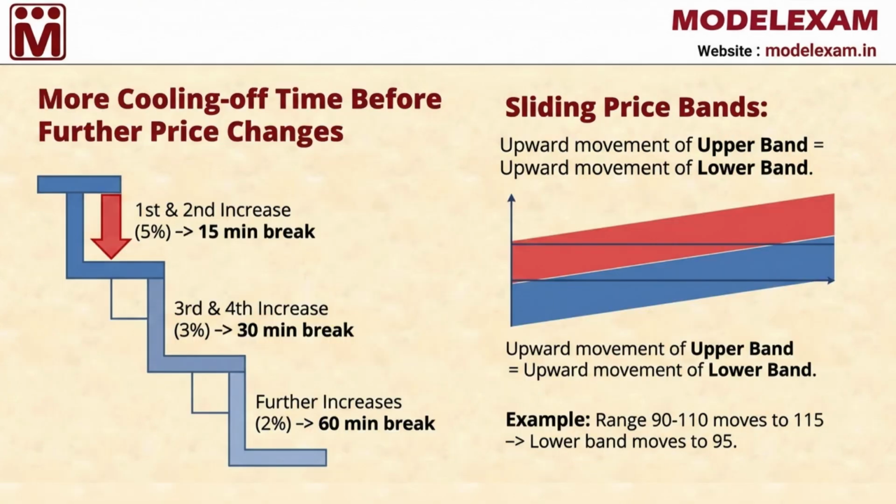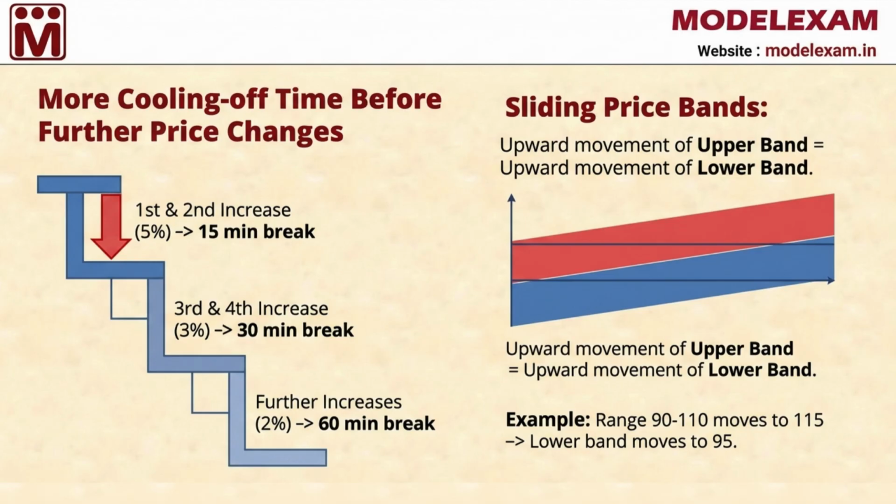The market also uses cooling off periods and sliding price bands to keep price movements smooth. If a stock hits its limit, there is a 15-minute break after the first 2 increases. If it continues to hit the limit, the break time increases to 30 minutes and eventually to 60 minutes. Also, if the upper price limit moves up, the lower limit slides up as well. For example, if a range of 90 to 110 moves up to a top of 115, the bottom will also move up to 95.